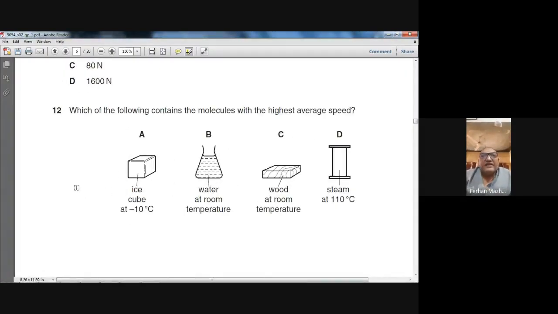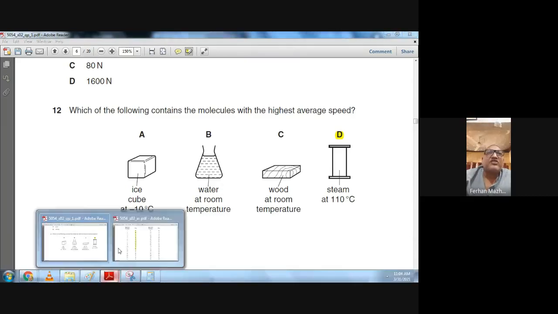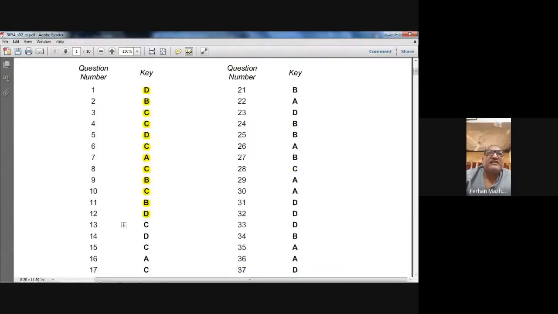Which of the following contains the molecules with the highest average speed? The average speed will be highest where the temperature is highest. I think D is the right choice. So let's check the marking scheme. Question number 12, D is the choice.